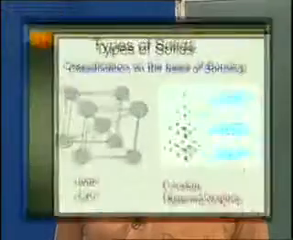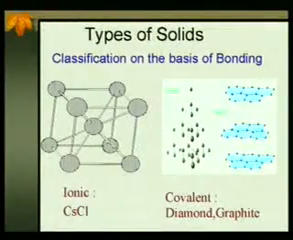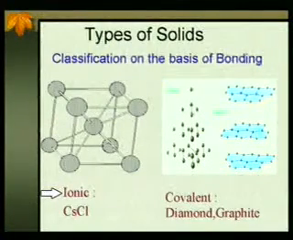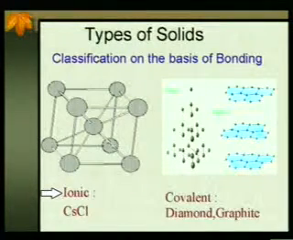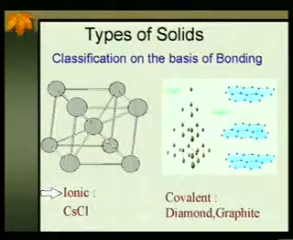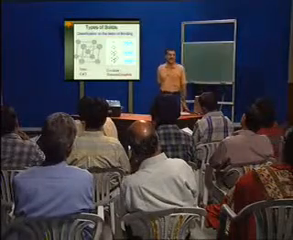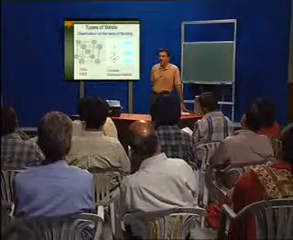Next, on the basis of types of bonding between the particles, crystalline solids can be of four types. The first is ionic compounds or ionic solids. These are solids in which ionic bonds are there between the particles, and the particles are ions. Ionic bonds are very strong. Because of this strong force of attraction, ionic solids have very high melting points.